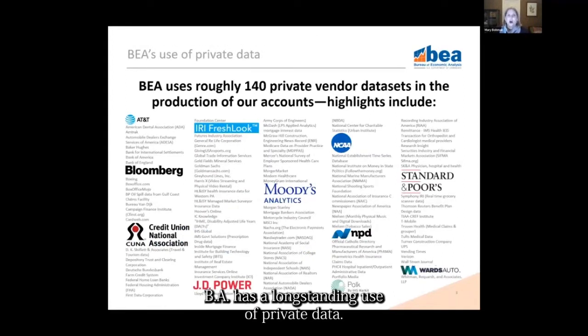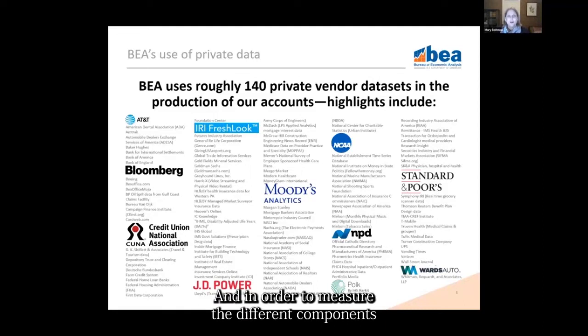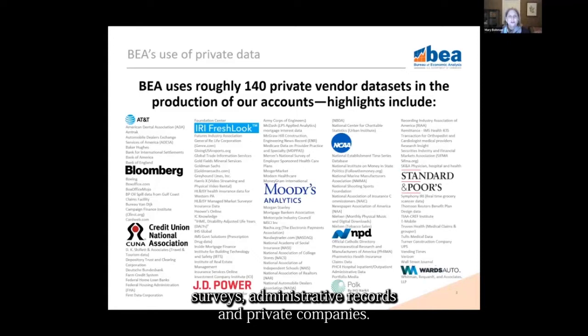BEA has a long-standing use of private data. The GDP that we measure provides a measure of a complex US economy of over $21 trillion. And in order to measure the different components from consumption to trade to investment and inventories, BEA draws from more than 300 data sources each month, mostly from government surveys, administrative records, and private companies.